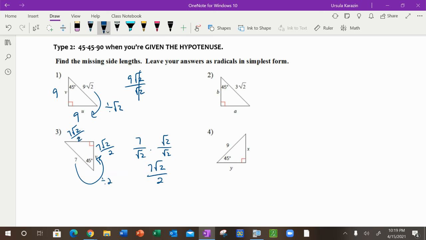Okay, so either you've done them and you're ready to check them, or you are just going to watch me. This one will be 3 and this one will be 3. This one will be 9 square root of 2 over 2 and 9 square root of 2 over 2. Please don't call that 4.5 square root of 2. Just leave it a fraction.